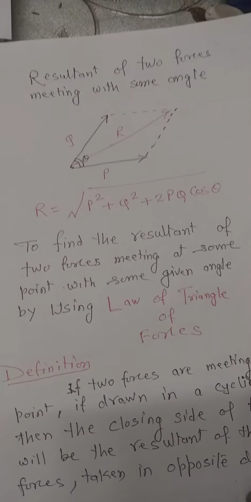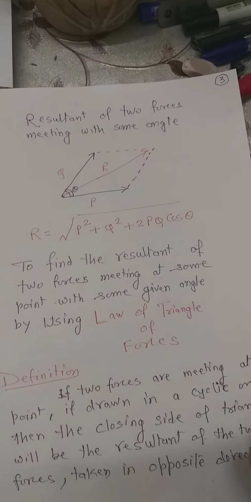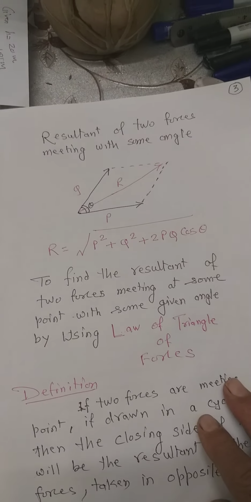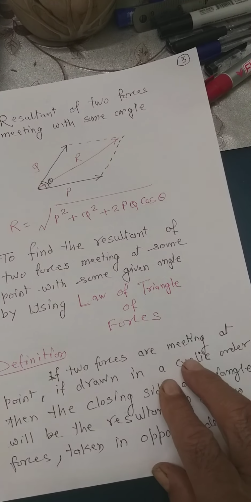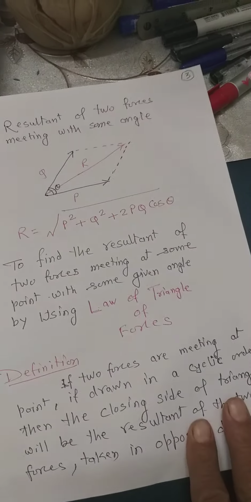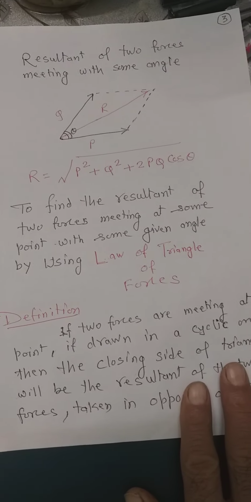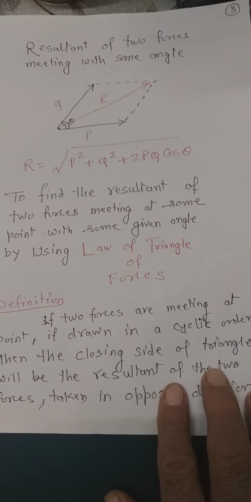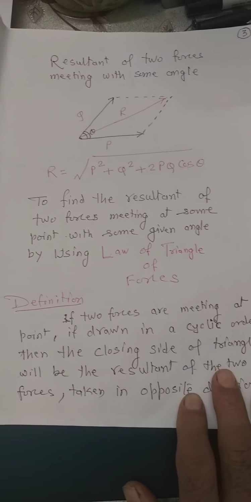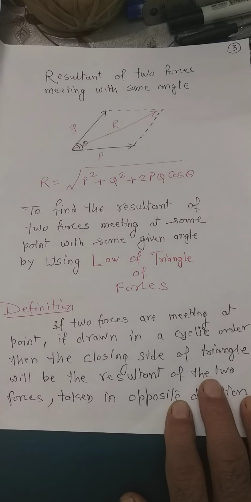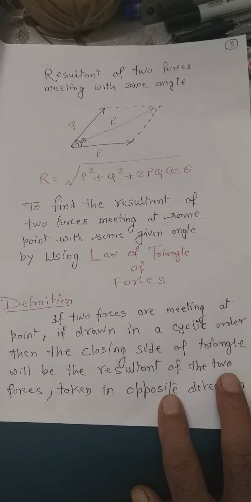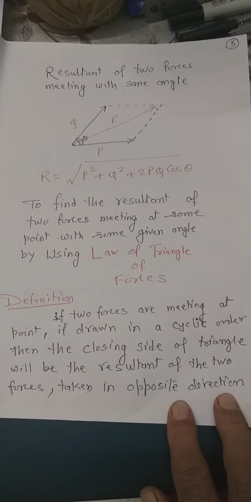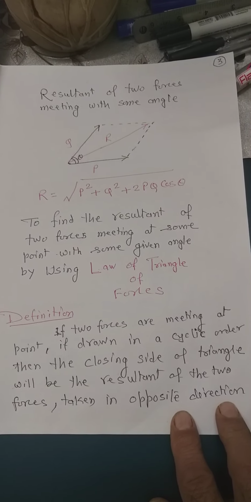But now I am talking about the graphical method to find out the resultant. And that method is governed by two laws. The first law we call the law of triangle of forces. Now we deal with the law of triangle of forces. What is the law of triangle of forces? If two forces are simultaneously meeting at a point, if drawn in a cyclic order, then the closing side of a triangle will be the resultant of the forces taken in opposite direction.